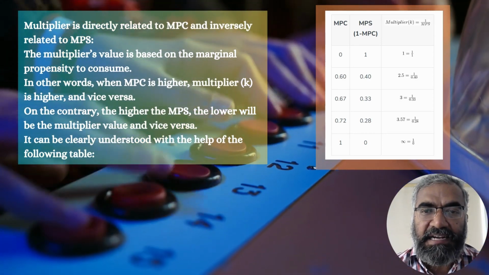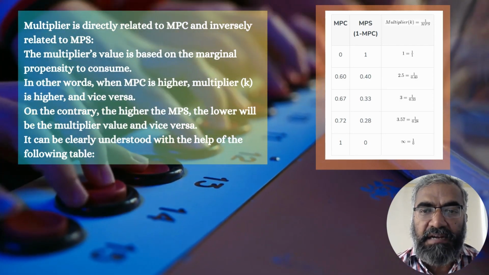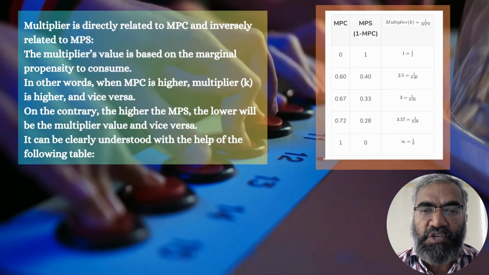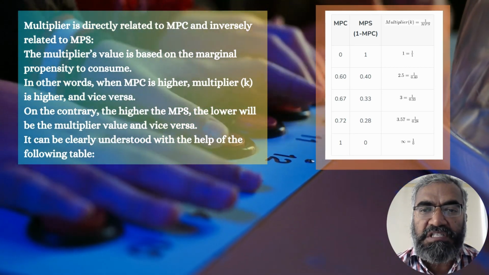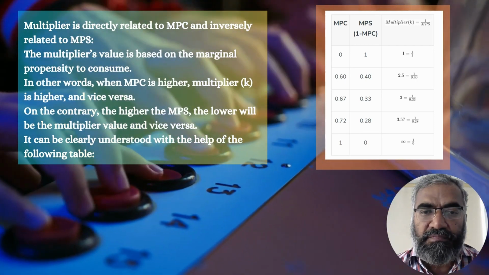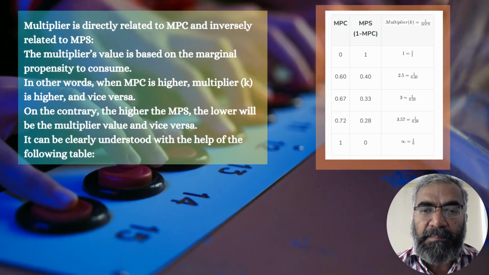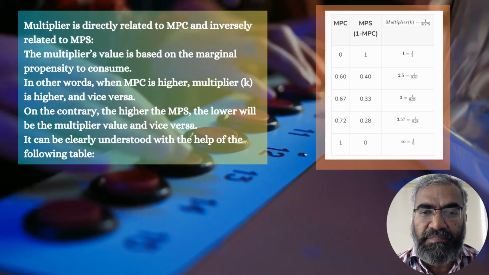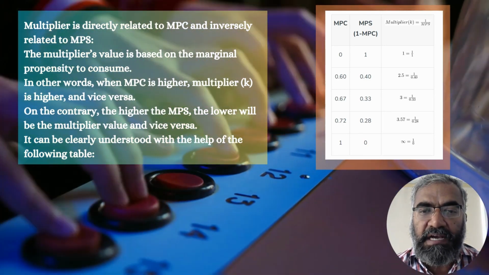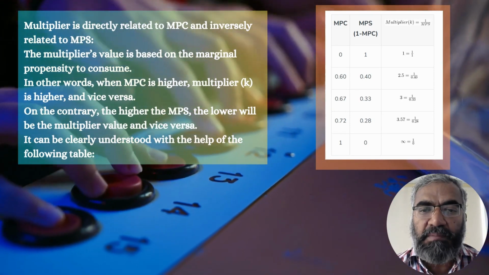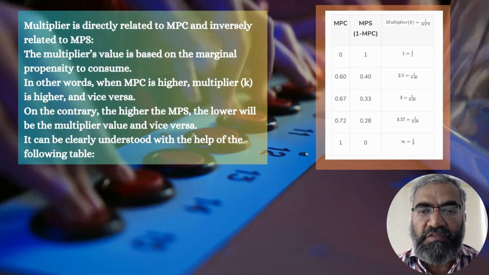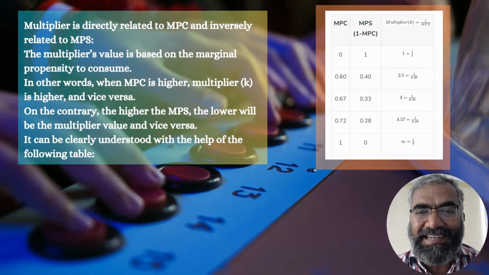Multiplier is directly related to MPC and inversely related to MPS. The multiplier's value is based on the marginal propensity to consume. In other words, when MPC is higher, multiplier K is higher and vice versa. On the contrary, the higher the MPS, the lower will be the multiplier value and vice versa. It can be clearly understood with the help of the following table.